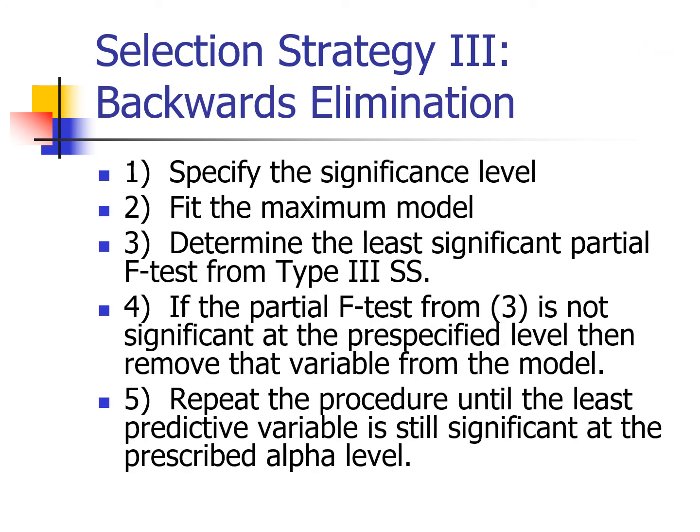Forward elimination is our constructive approach. We're building our model. Backwards elimination is the destructive approach. We're starting with the largest model and whittling it down, making it smaller and smaller. Again, we need to specify a significance level.